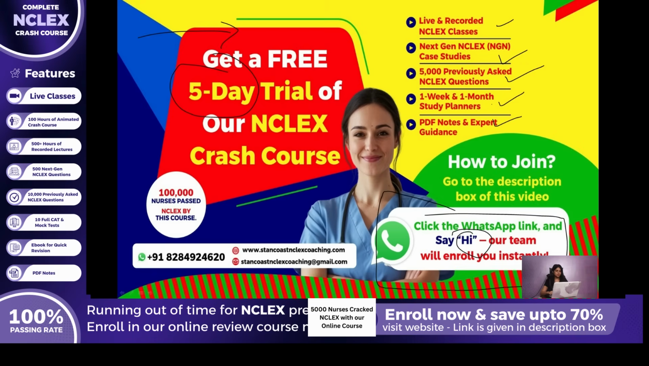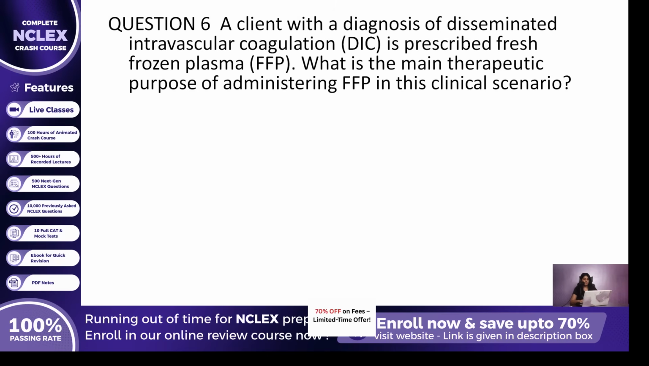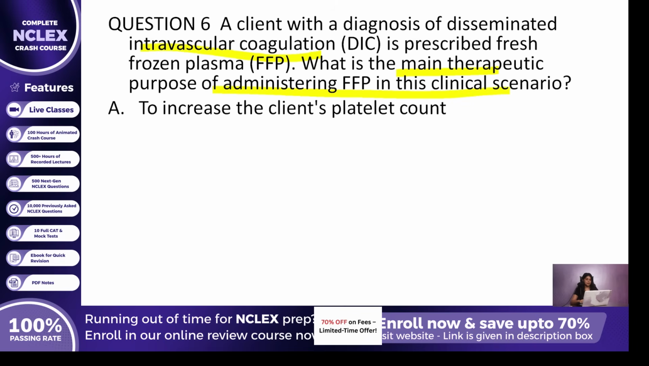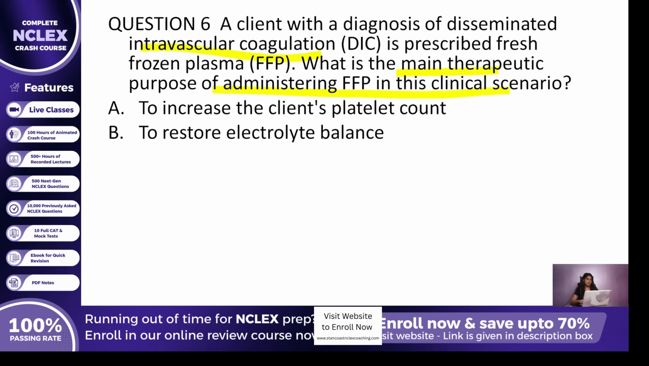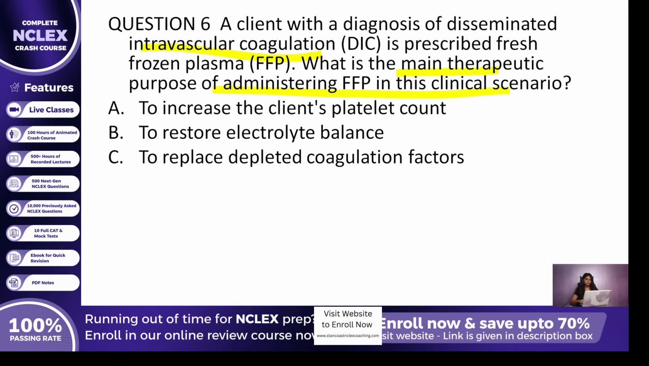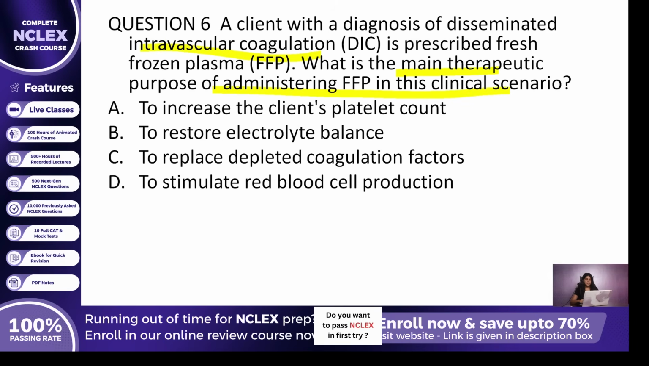Let us keep going. Let us move to question 6, which focuses on transfusion therapy in a critical care setting. A client diagnosed with disseminated intravascular coagulation is prescribed fresh frozen plasma. What is the primary therapeutic goal of administering FFP in this scenario? Here are the options. A. To increase the client's platelet count. B. To restore electrolyte balance. C. To replace depleted coagulation factors. D. To stimulate red blood cell production.